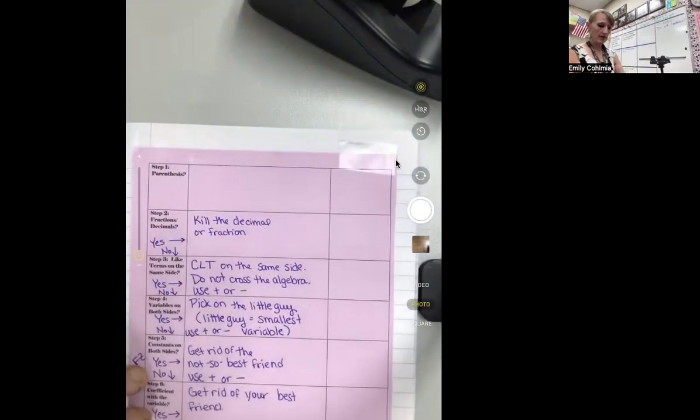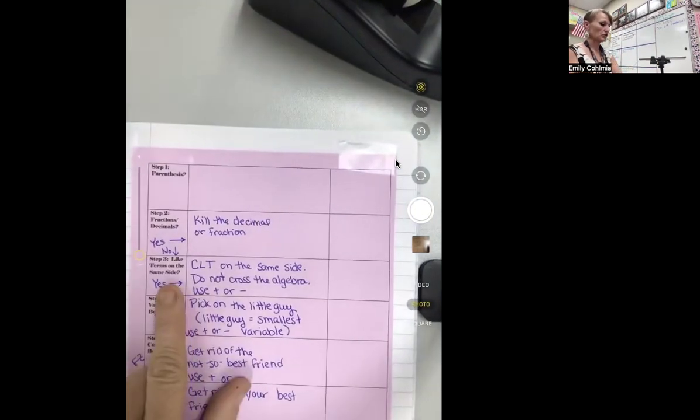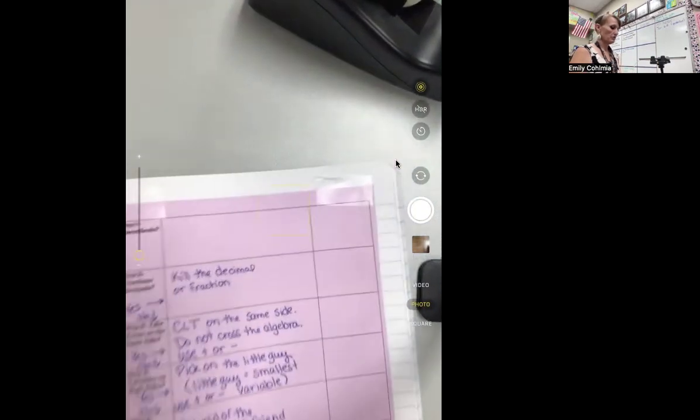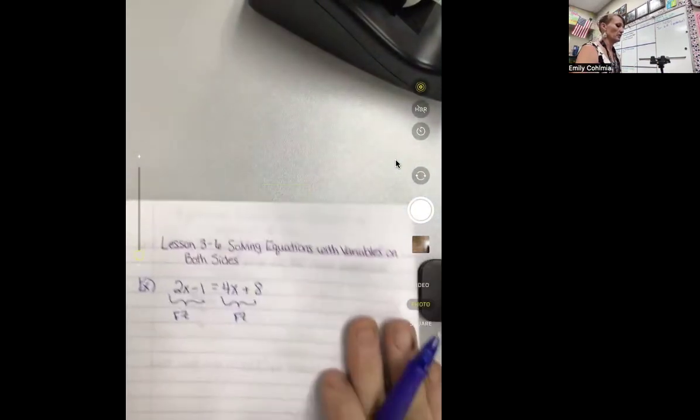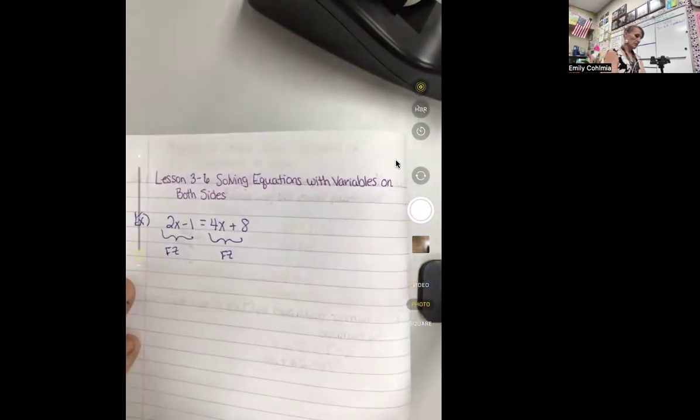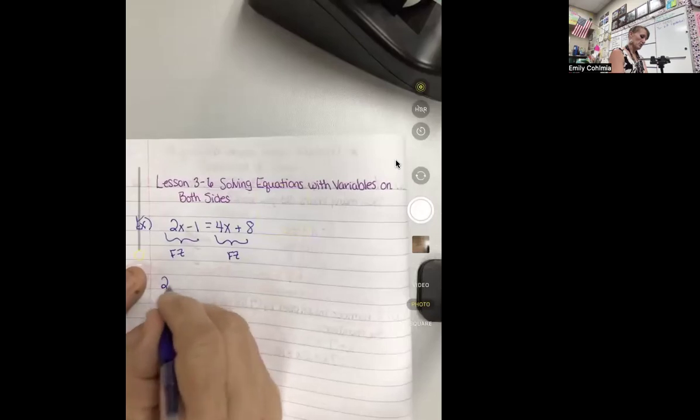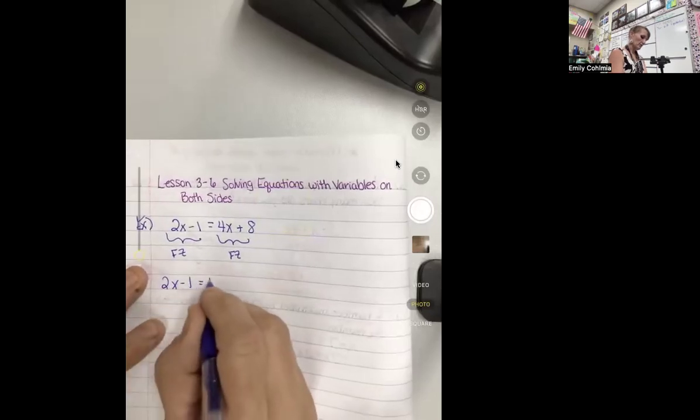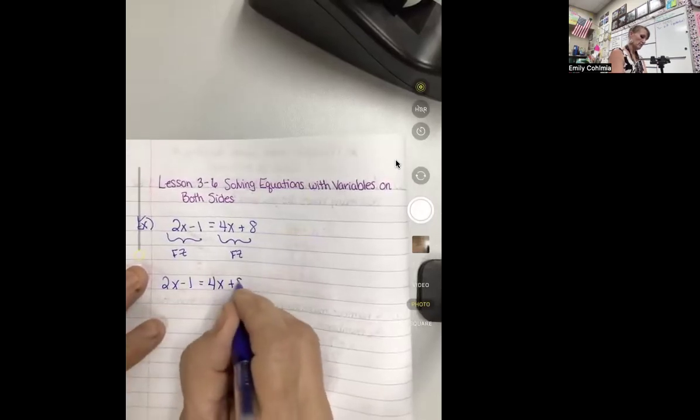And that way we can go back to it. We're primarily going to start with this 3. So let's go back to our problem that we talked about earlier. So this is our friend zone. I'm going to rewrite this. 2x minus 1 equals 4x plus 8.